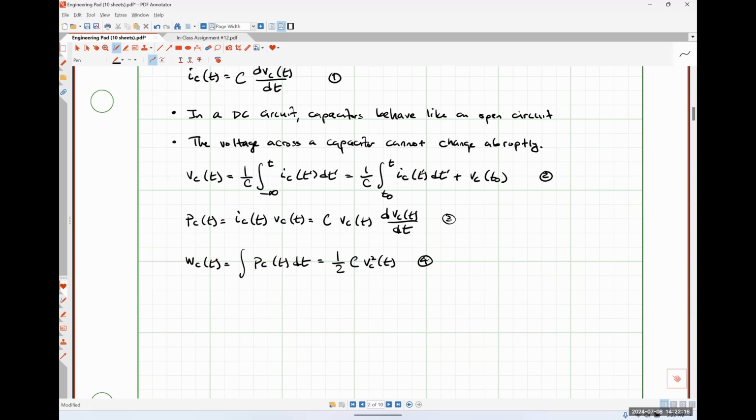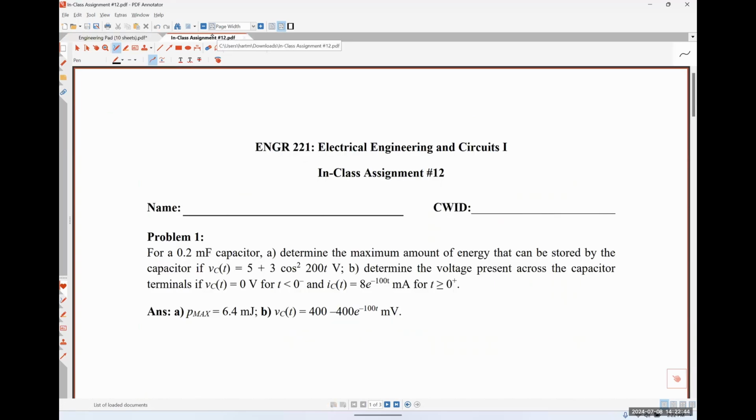So these are the 4 equations and the 2 statements that tell us how capacitors behave in a circuit or a system. Okay, I know that I went through that rather quickly, but it's because it's the exact same thing that we saw for inductors, just with the current and voltage swapped. So let's look at in-class assignment problems 1 and 2, much like we did on Friday.